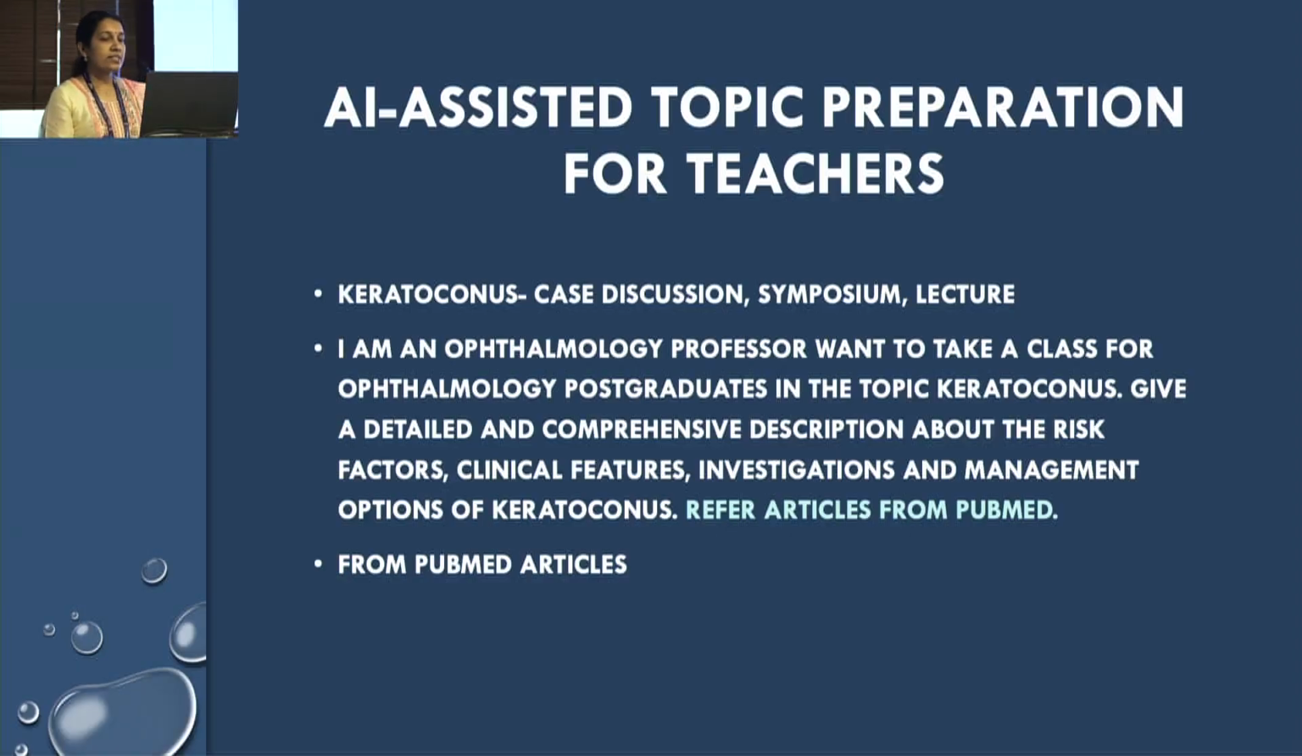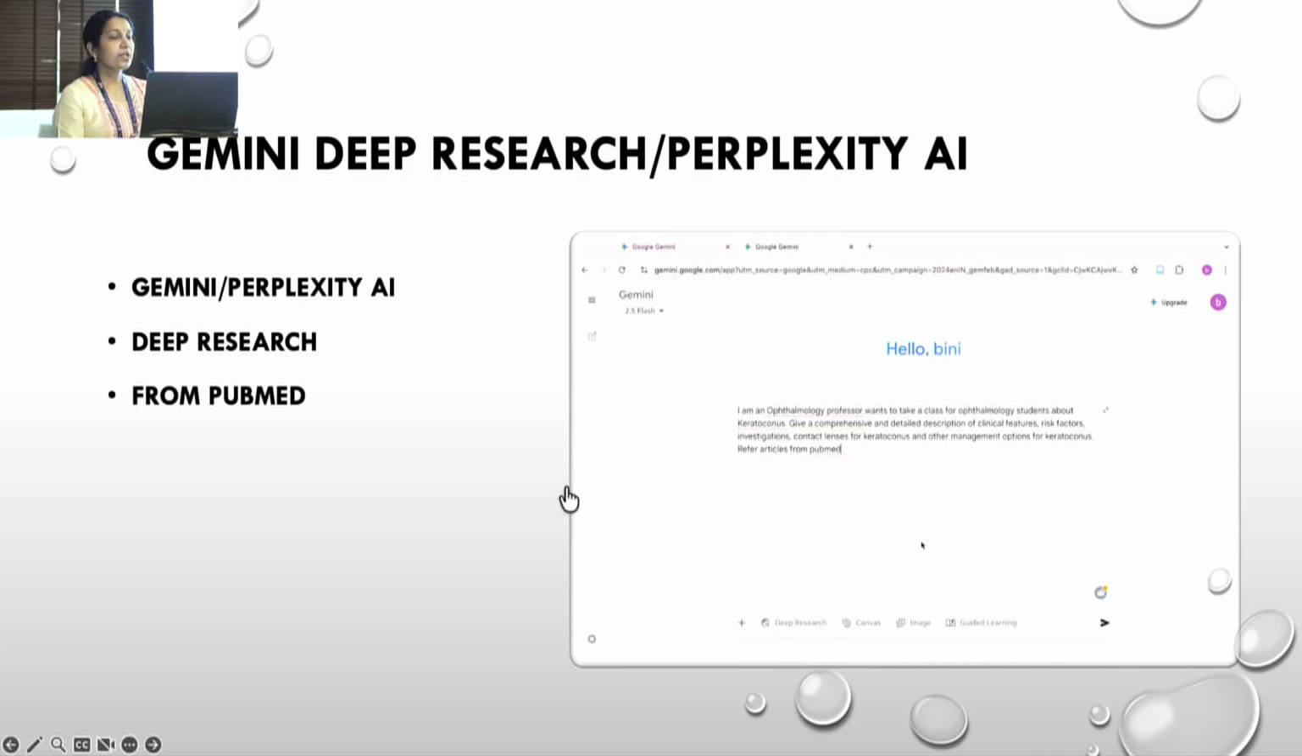AI can also assist topic preparation for teachers or faculties. Suppose I want to take a class for postgraduates on the topic keratoconus, or for a case discussion, I have to give this prompt. This is the prompt we have to give, or you can modify it according to your needs. And finally, you should refer to articles from PubMed to reduce hallucination. You can use Gemini and Perplexity AI. The only thing is you should activate the deep research option to reduce hallucinations.